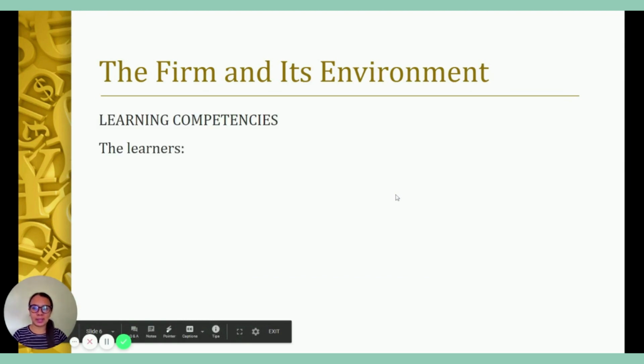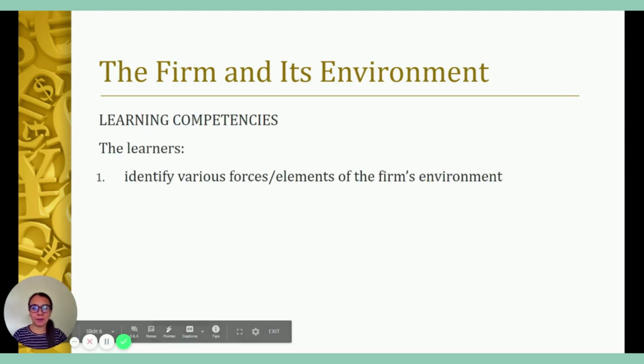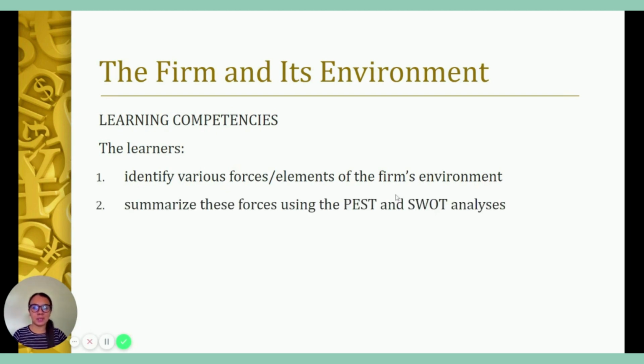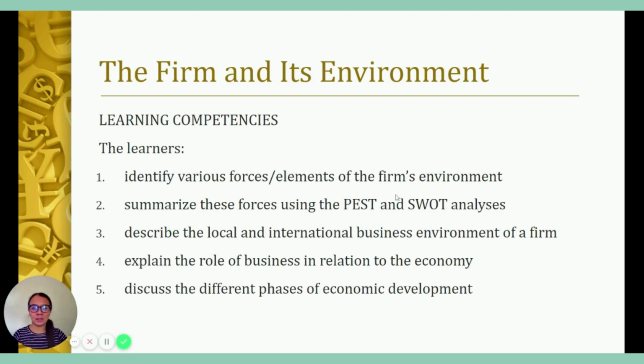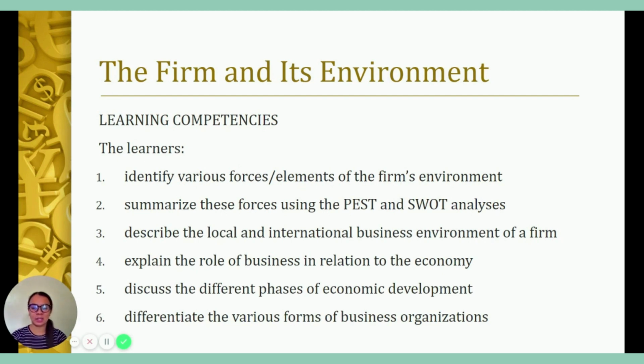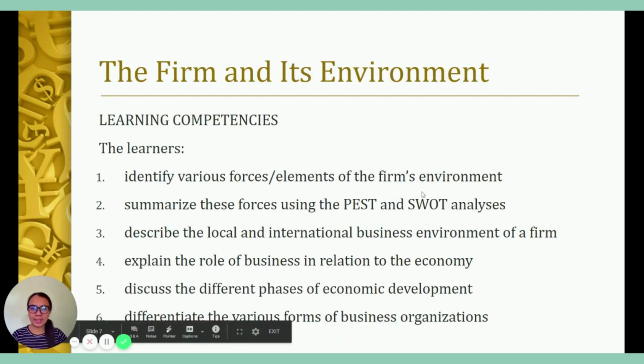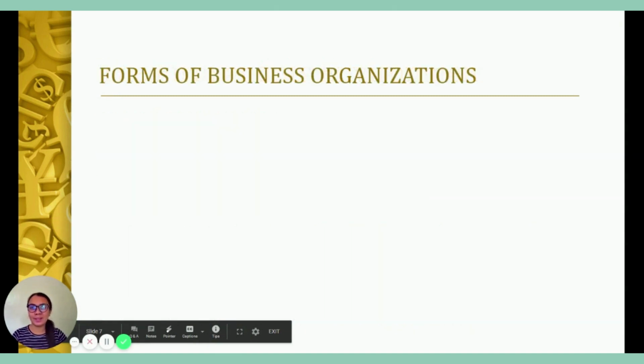Learning competencies. The learners identify various forces, elements of the firm's environment, summarize these forces using the PEST and SWOT analyses, describe the local and international business environment of a firm, explain the role of business in relation to the economy, discuss the different phases of economic development, and finally, differentiate the various forms of business organization. We're going to start with the basic one, which is forms of business organizations.